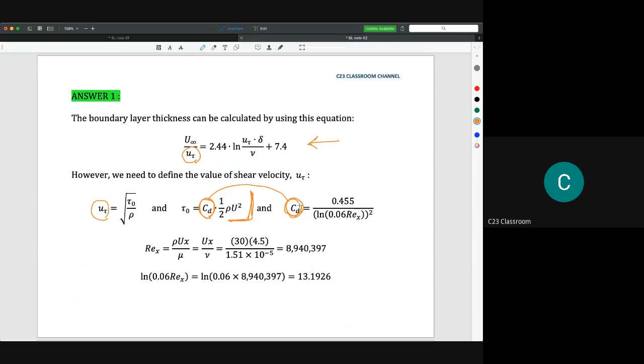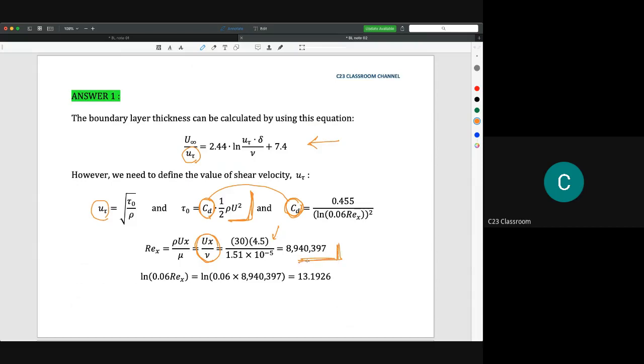First, we need to calculate the value of the Reynolds number. Reynolds number is rho u x over mu, so it can also be written as u x over nu. Please make sure that you can differentiate between velocity and kinematic viscosity. We substitute everything, and we get around 1.9 times 10 to the power of 6.